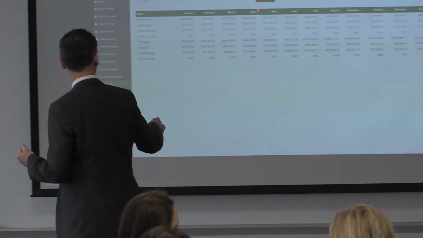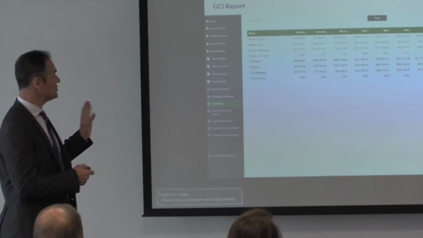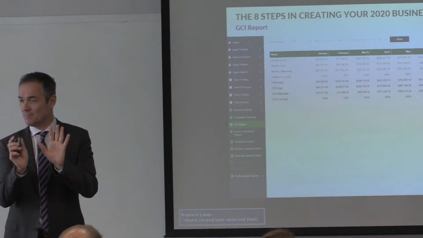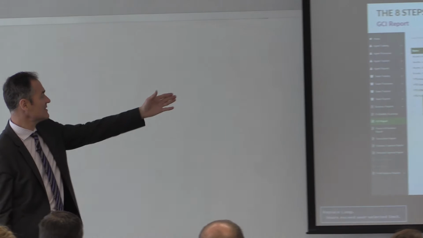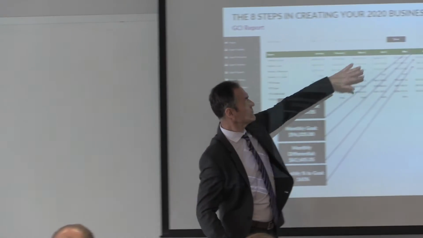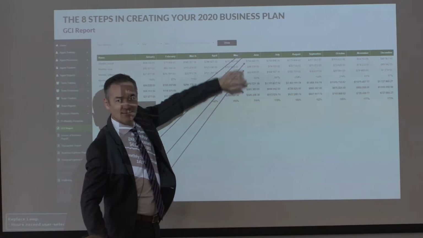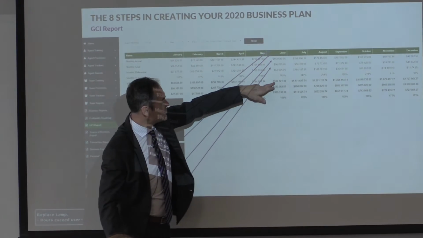Now, when you log in, it's going to look like this. This is your GCI report on the desktop. So it shows, for instance, here in the month of June, that's my actual versus my goal. That's my dollar differential. That's my percentage differential. Just pretend those are right there, okay? And then that's your year-to-date here.